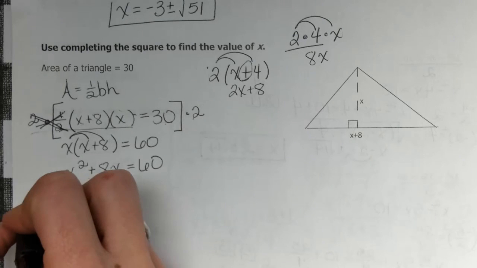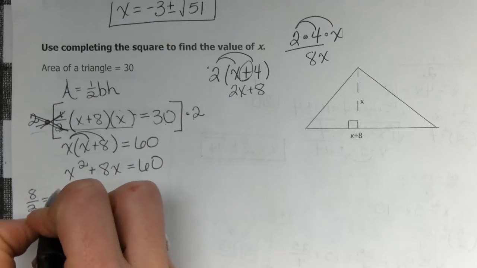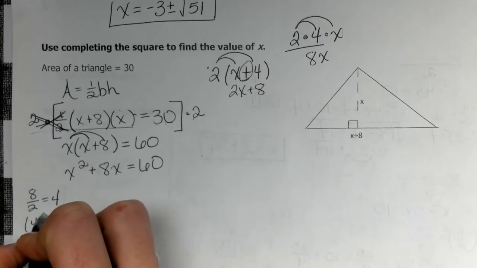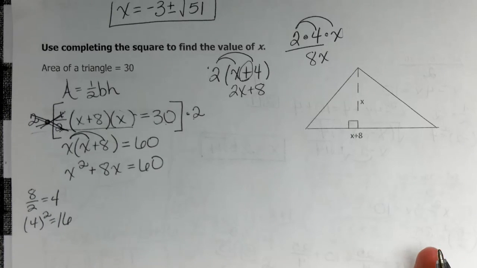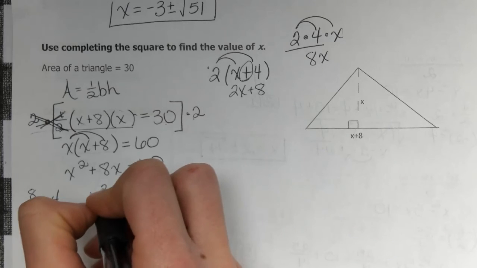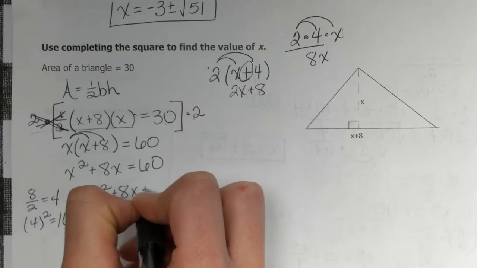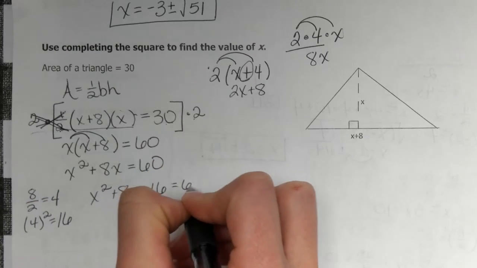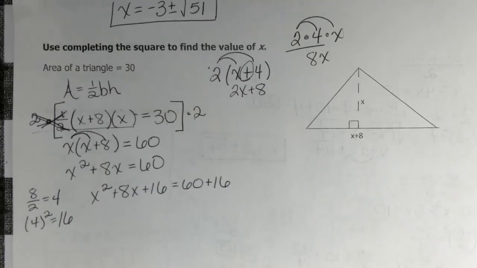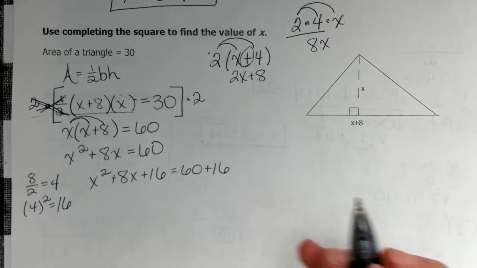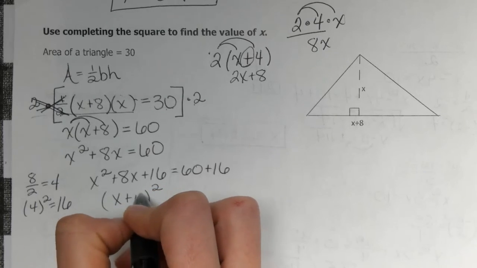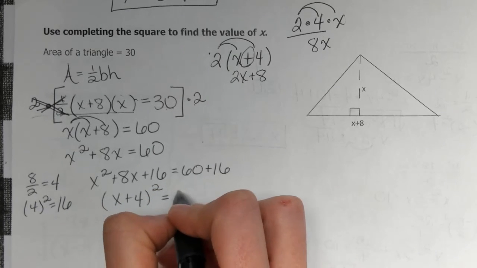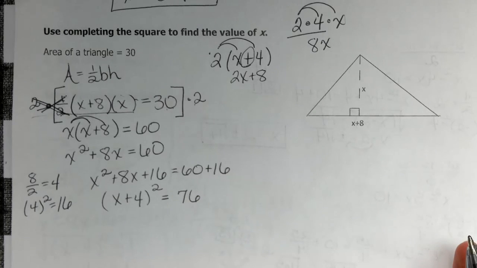Alright, so here I've got x squared plus 8x equals 60. So I'm going to take 8 divided by 2. That gives me 4. Take 4 and square it, which gives me 16. So I've got x squared plus 8x plus 16 equals 60 plus 16. So my factored form is going to give me x plus 4 squared equals 76.